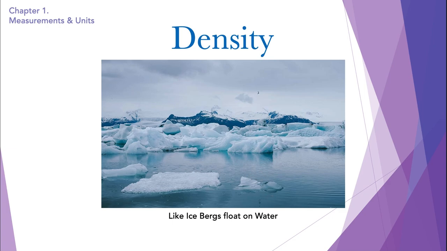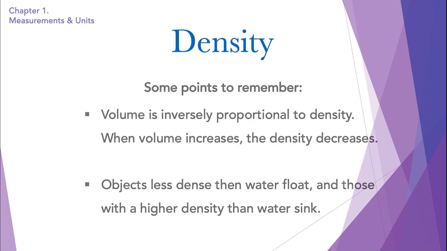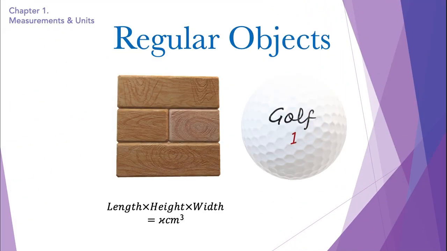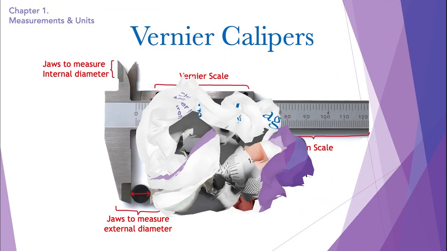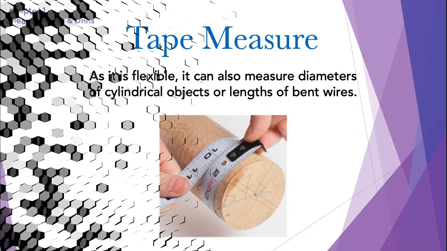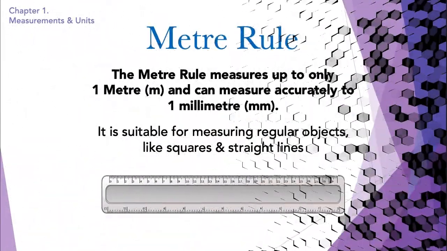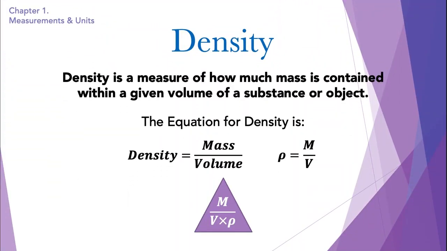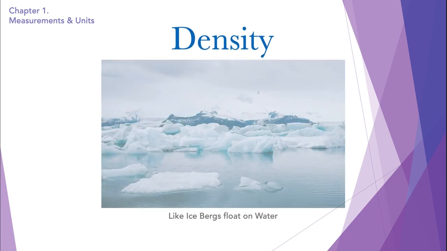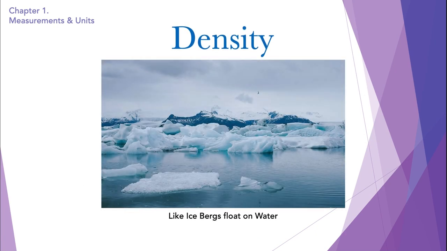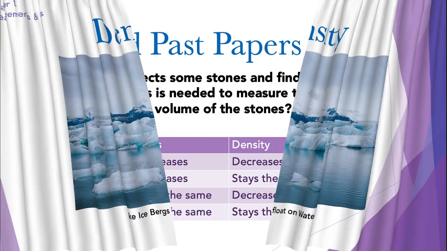So this was all about density, volume, and the instruments we use for measuring these physical quantities, like the micrometer screw gauge, the Vernier calipers, the tape measure, the meter rule. We have completed the first chapter of our physics O-level lesson. Now let's have a small quiz of this chapter.